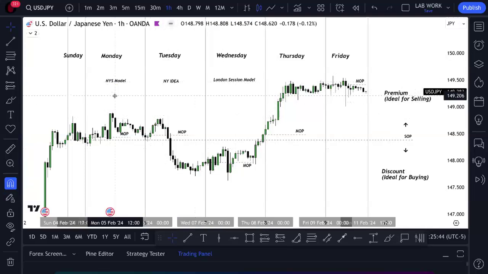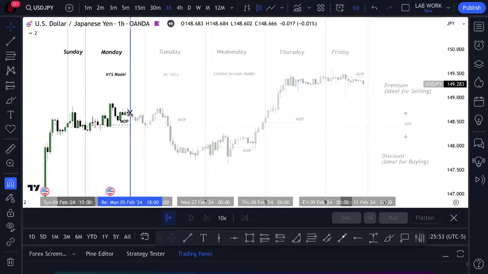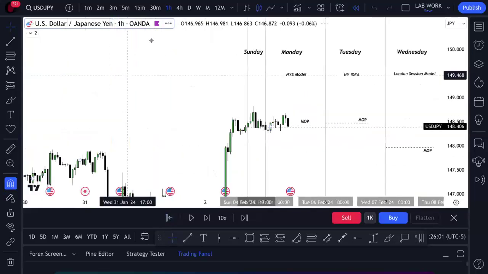So let's jump into Monday. Looking at Monday, we have the New York session model idea that unfolded. So let's take a look at that. Many people say, you don't ever talk about the New York model or the London model. We will. We always do. So let's bring it back to London close.